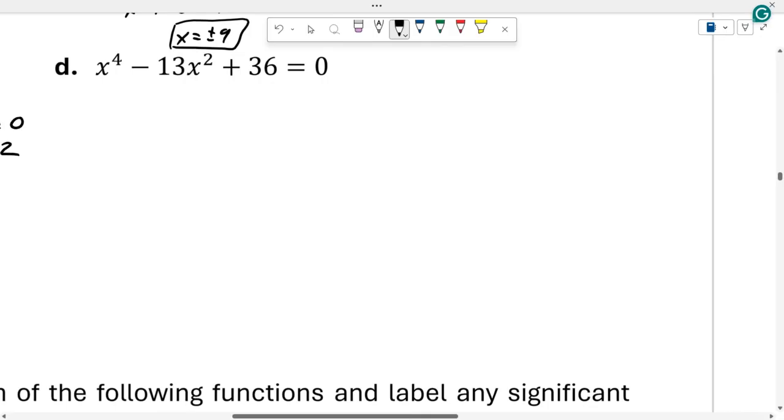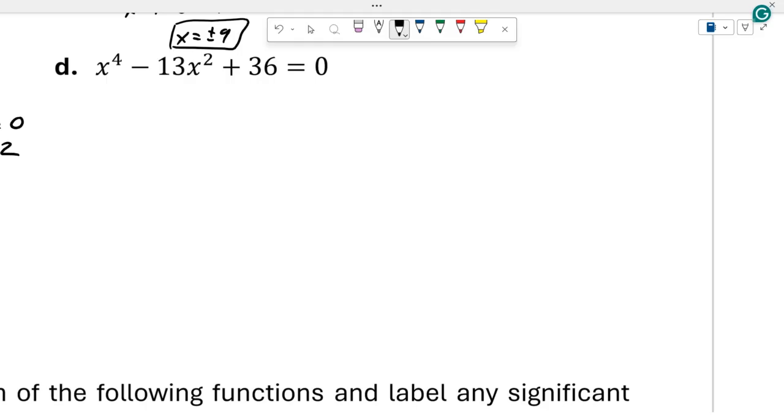All right, D. So for D, we have a quartic. So we have x to the 4th minus 13x squared plus 36 equals 0. This kind of looks like A, and it kind of looks like the quadratic that we ended up getting in C. But notice that the pattern with the exponents is a little bit different, right? Instead of having x squared and then x and then a constant, we have x to the 4th, and then we have x squared in the middle, and then we have a constant at the end. So this looks similar to the questions that we've done so far, but it is in fact different.